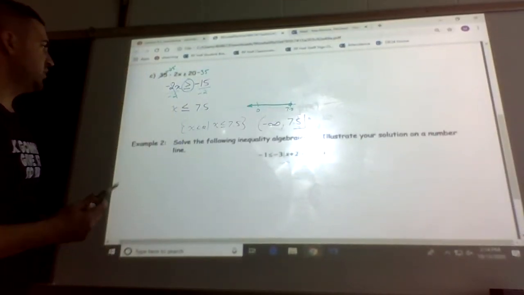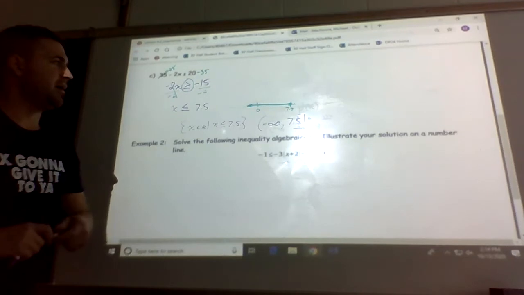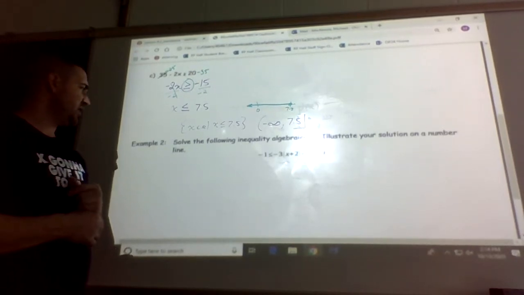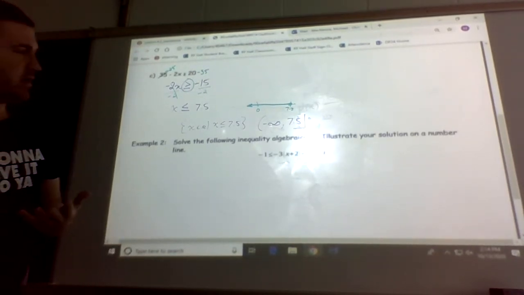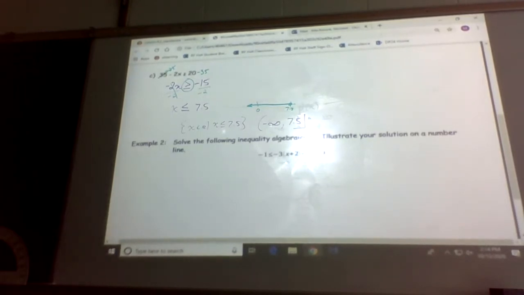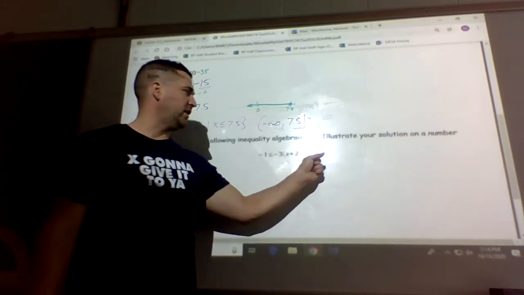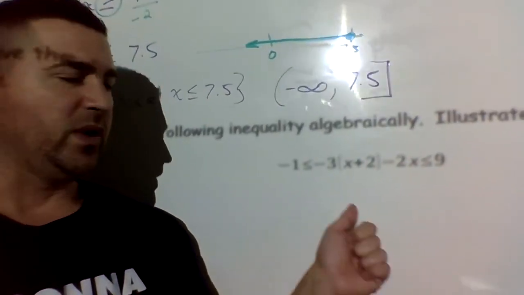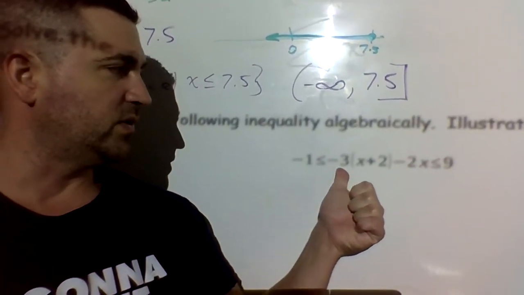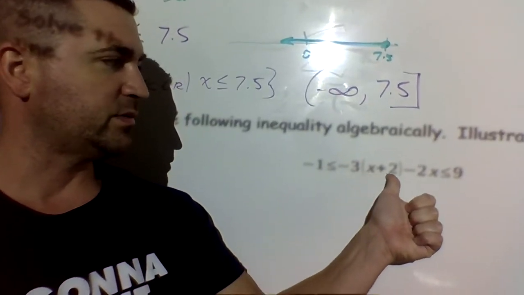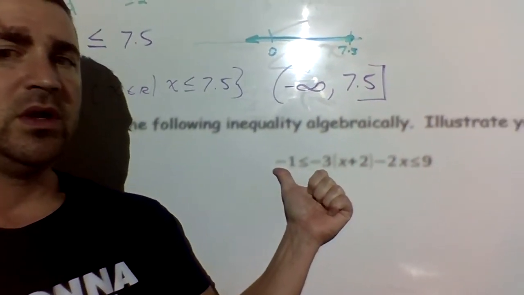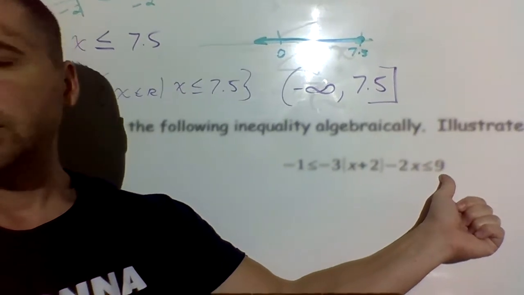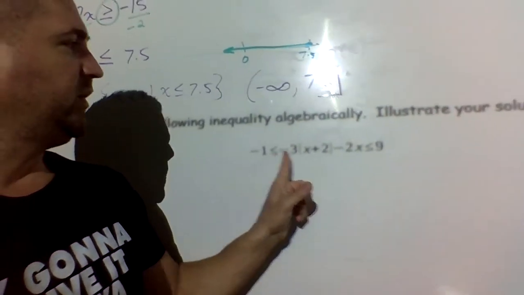Okay, now our last one. Solve the following inequality algebraically. Illustrate your solution on a number line. So we've been doing that already. Okay, so this one has two inequalities here, so it looks kind of weird. So we're just going to zoom in here. So we have negative 1 less than or equal to negative 3 bracket x plus 2 minus 2x, less than or equal to positive 9. Okay, so we have two inequalities here.